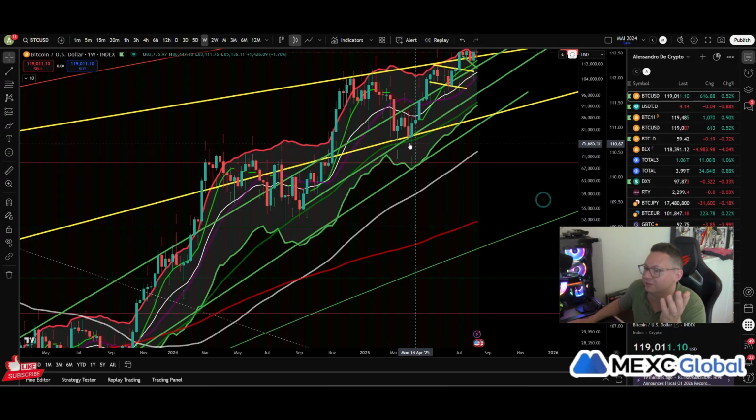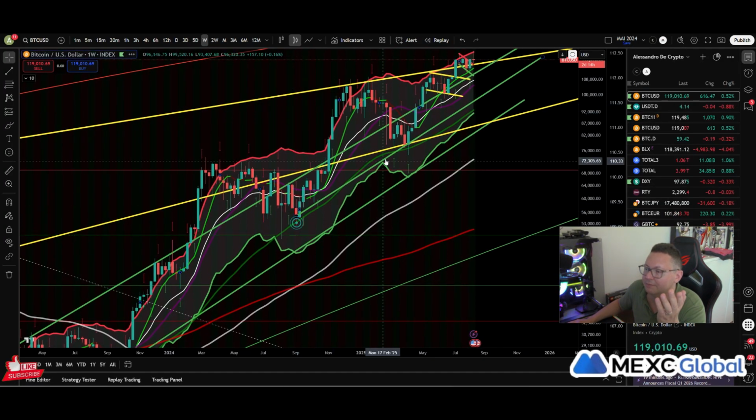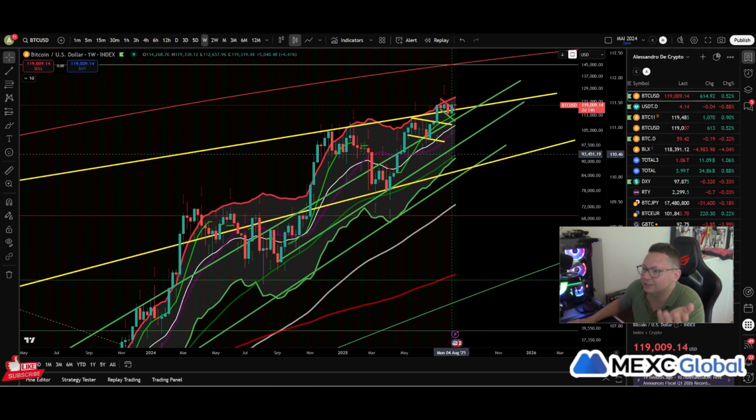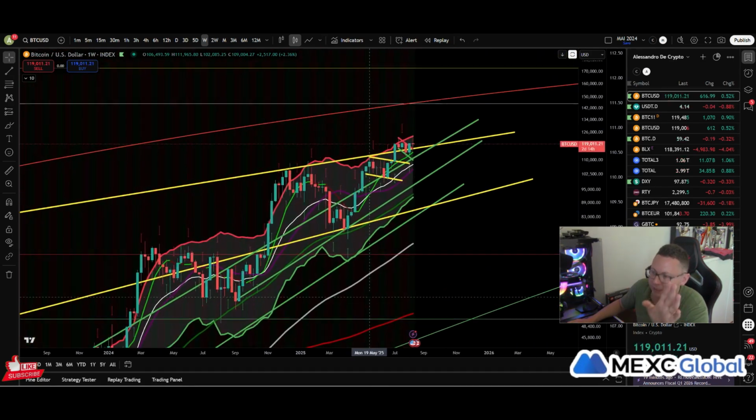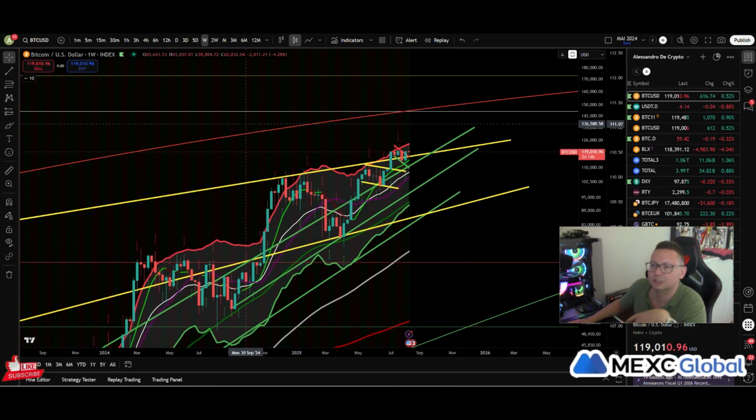We never lost the 50 weekly moving average here as a support since we broke above it. Here we came down to it, here we came down to it. So in theory we could even drop down towards 92k and still remain bullish. I don't say that this is going to happen next, I don't expect that, but Bitcoin is just looking bullish, guys.